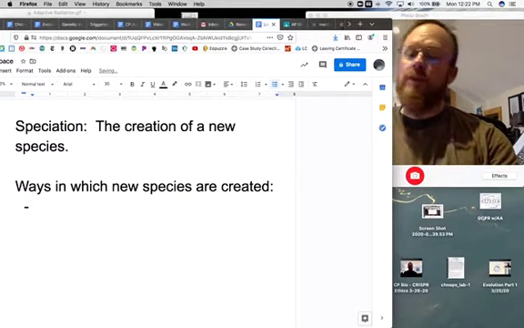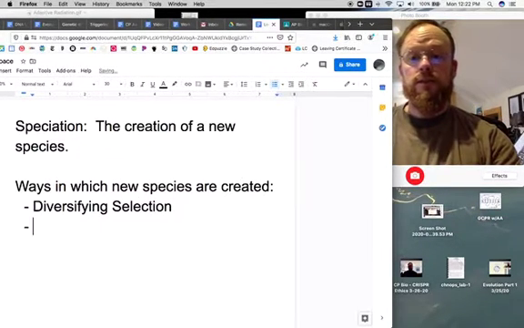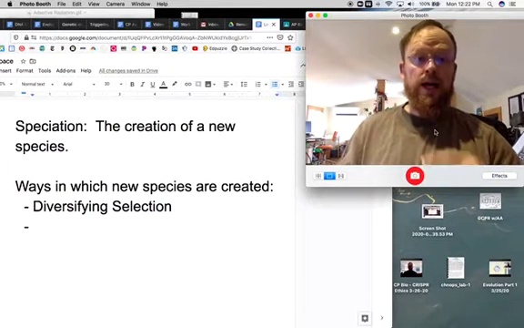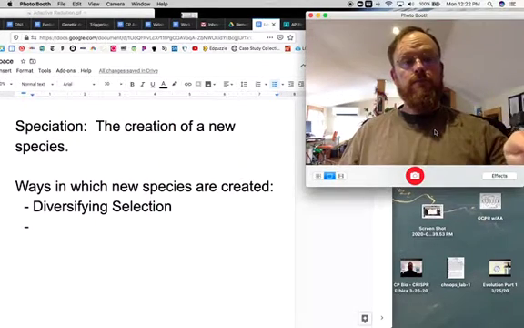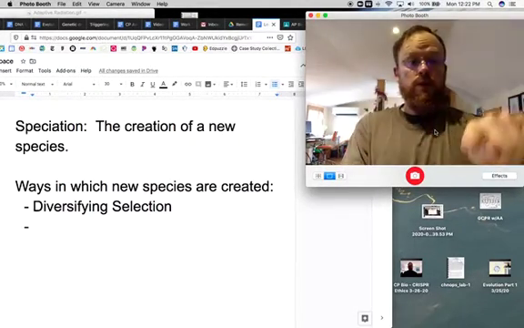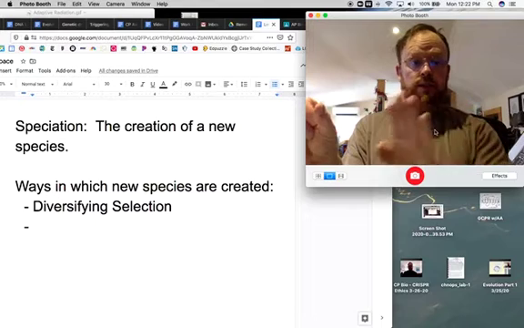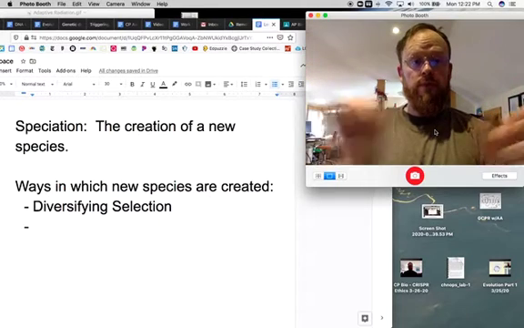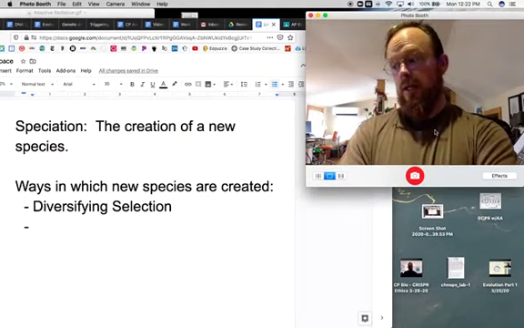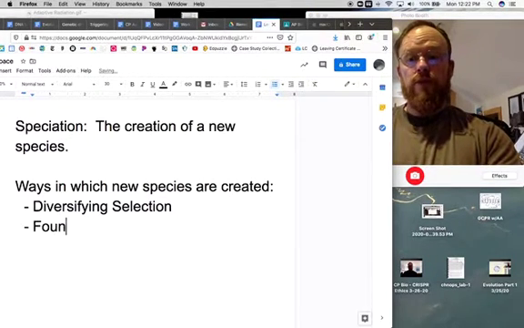Okay, so we could say ways in which new species are created. Well, we could start with diversifying selection, right? What does that mean? That means that as that bell curve transitions into a bell curve that looks like this, right? If those new mini bell curves move farther and farther away until there's no overlap, those two new sections of the population have the potential to become new species. Okay, so that's one way that new populations are created. Here's another way. There's one called the founder effect.